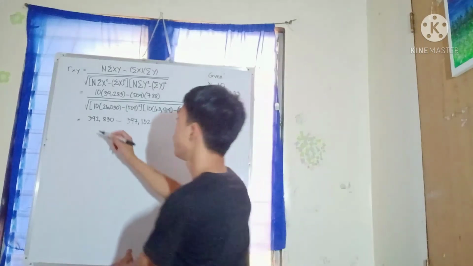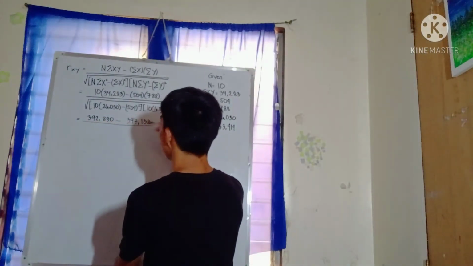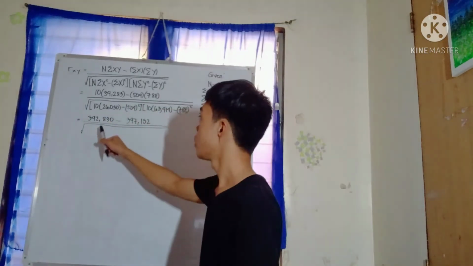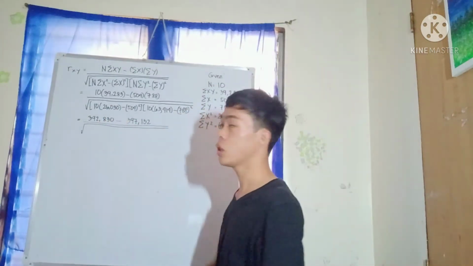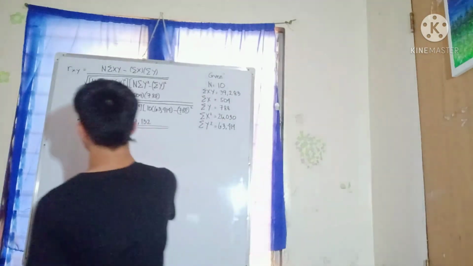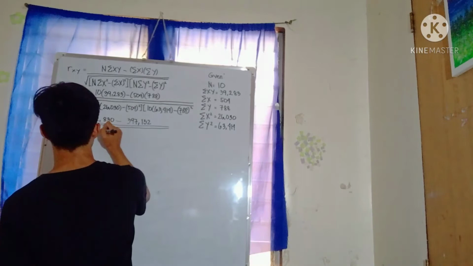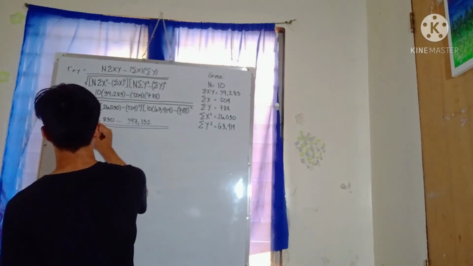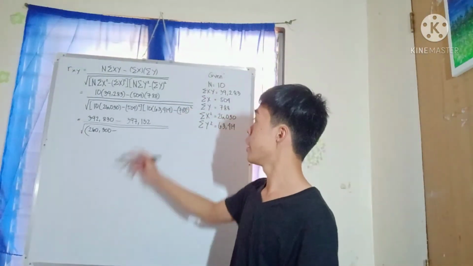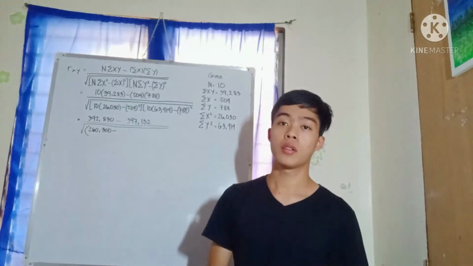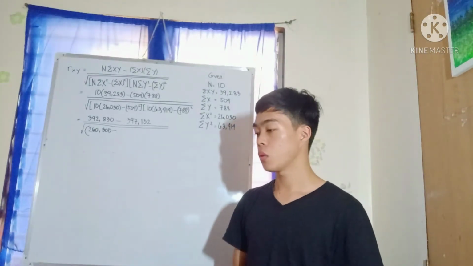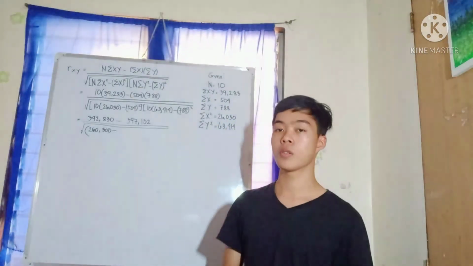So over the square root of, 10 times 26,030 is equal to 260,300. So I will copy minus, then 504 to the power of 2 is equal to 254,016.